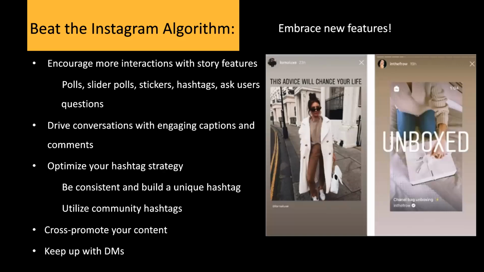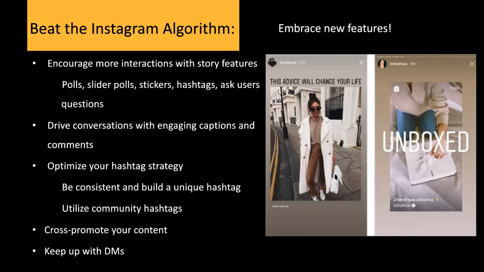So a couple tips to beat the Instagram algorithm. Just a general one is to embrace new features. Instagram is always rolling out new things, testing them out. Just give it a shot, experiment a little bit. You can also encourage more interactions with story features. So they have a lot of things like polls, sliders, stickers, hashtags, asking user questions, any type of filters or transitions, anything works great on stories like that.